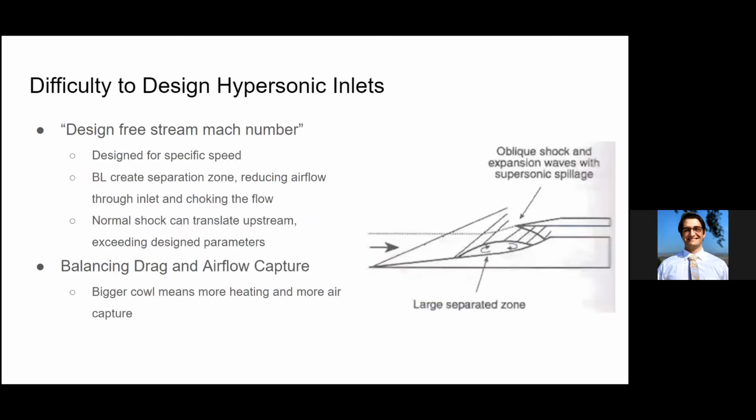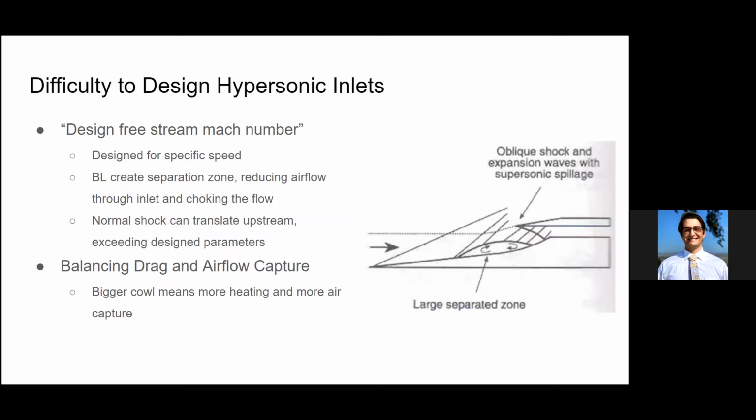So now on to some of the difficulties of designing these hypersonic inlets. It was just touched on in the last slide. There's typically a free stream Mach number that they are designed for, and they're designed for this specified speed. This has to do with the boundary layer creating a separation zone, which can reduce the airflow in through the inlet, which is shown on the right. This can choke the flow.